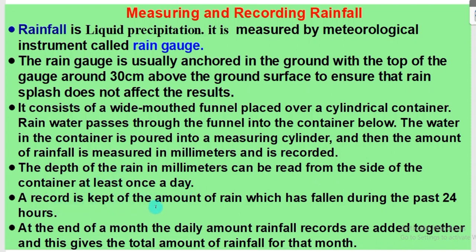A record is kept of the amount of rain which has fallen during the past 24 hours. At the end of a month, the daily amount rainfall records are added together, and this gives the total amount of rainfall for that month.